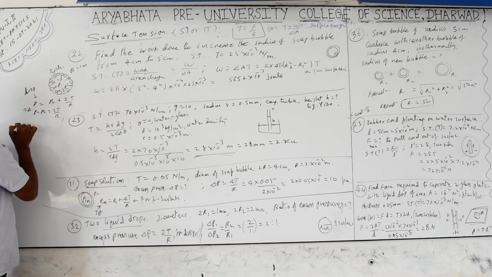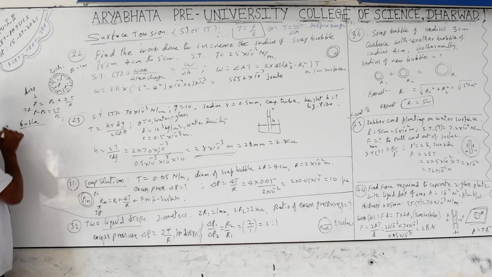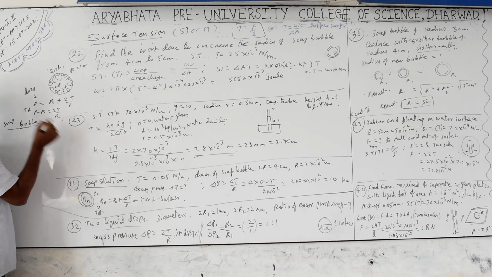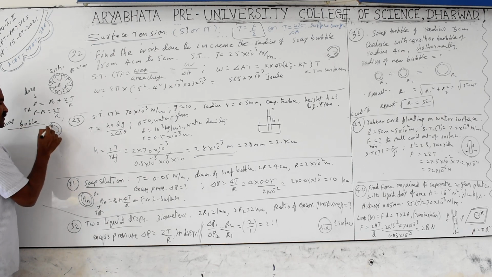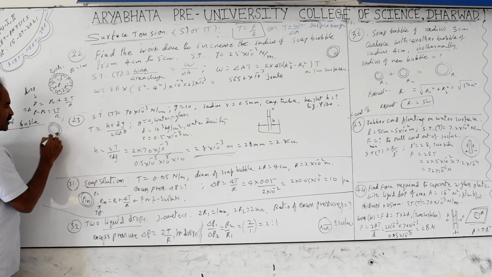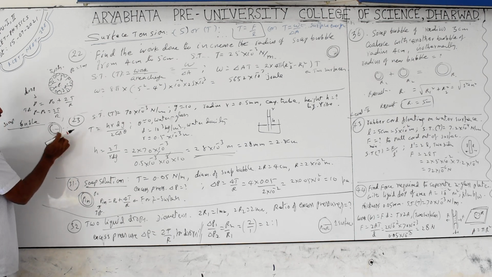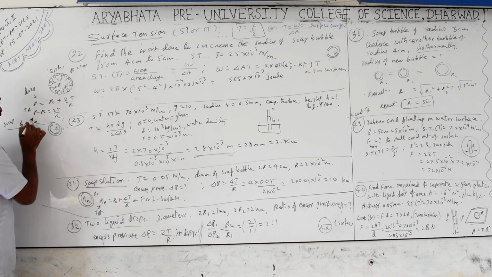If you take bubbles, there are two types, air bubbles and soap bubbles. But here it is soap bubbles. Soap bubbles have two surfaces, an inner surface and an outer surface. Air is inside, and outside also air is there, but a very thin molecular layer is present as the surface, and the inner and outer surfaces are almost equal, the thickness being negligible. So take the same radius inside and outside.